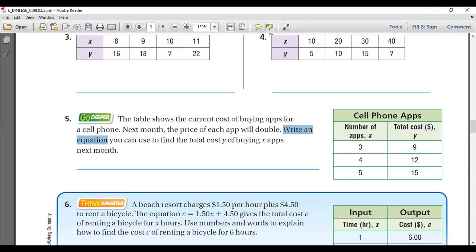So you have to write an equation. Always remember, when you're writing an equation, you have to start with y equals. So I'm giving you 2 minutes. Write the equation you can use to find the cost for buying apps for next month, not for this month. The table shows this month. You write the equation for buying the apps for next month. So your 2 minutes starts now.